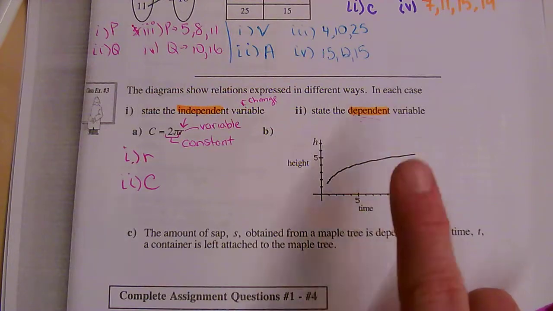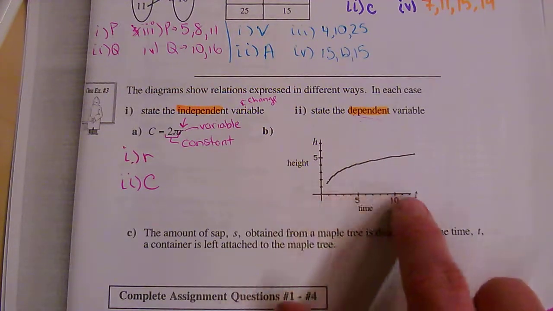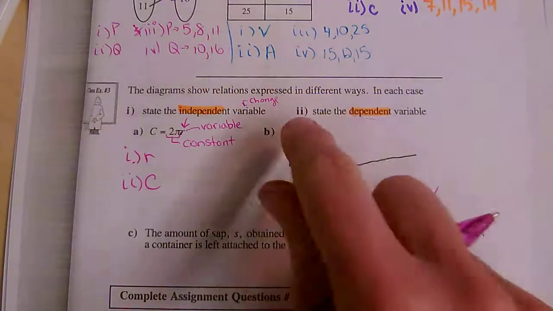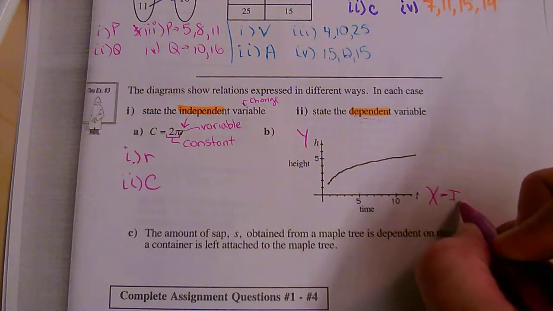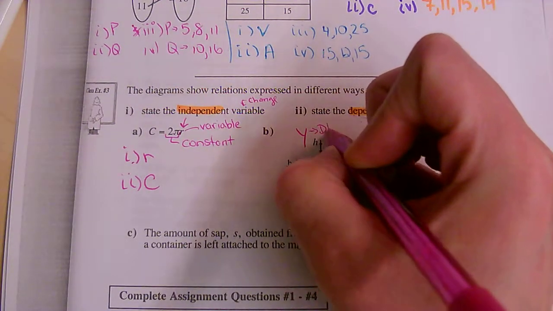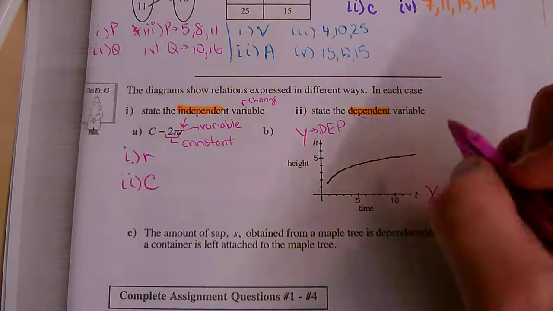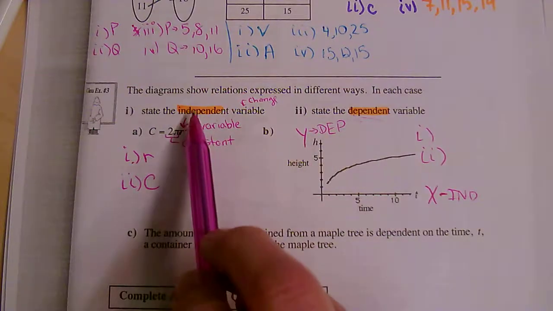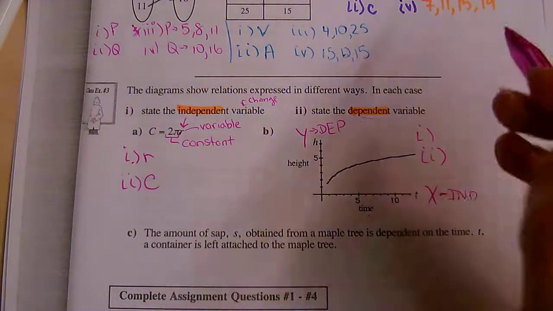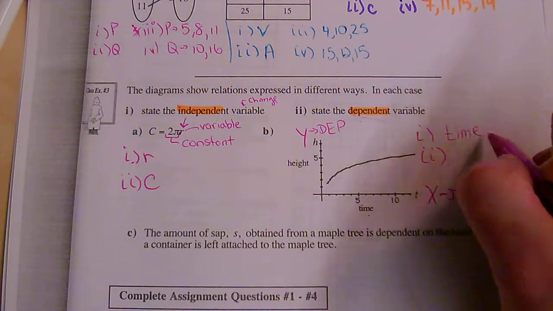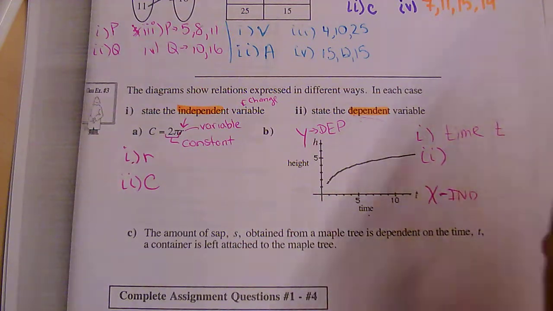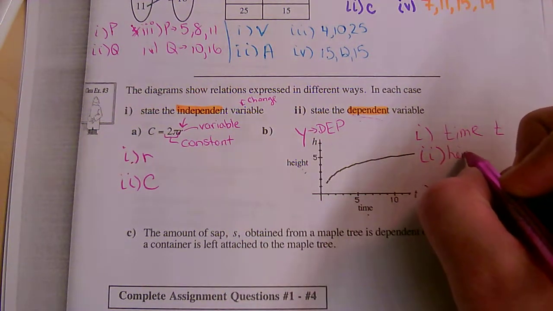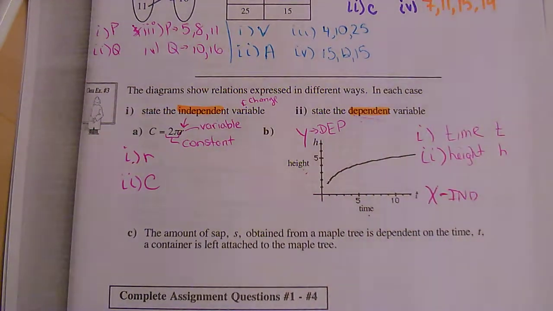For B, I've got a graph. Well, I know that I would just put those x, y. I know that that is independent and that is dependent. So that means my independent is going to be time, T, and then my dependent is going to be height, which would be H.